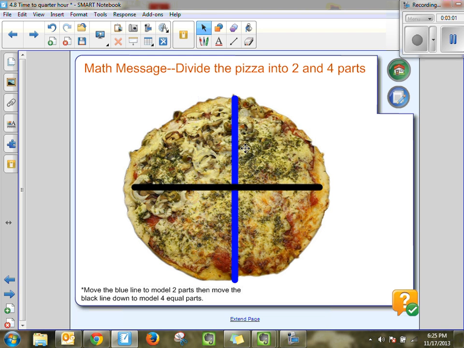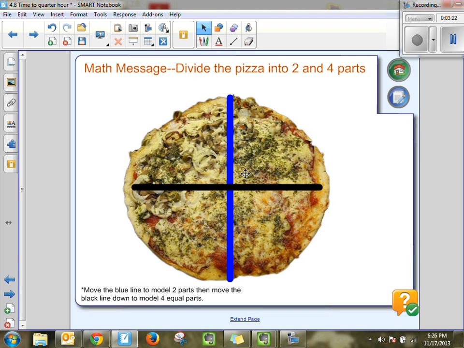So if I move this blue line back towards the middle, would you say that is pretty close to being 4 equal parts? If you said yes, that would be correct. Now the reason I chose a pizza is because I want you to think of a clock the same way you would think about a pizza. We make slices of pizza when we eat a pizza. We don't really try and pick up the whole entire thing and eat it.